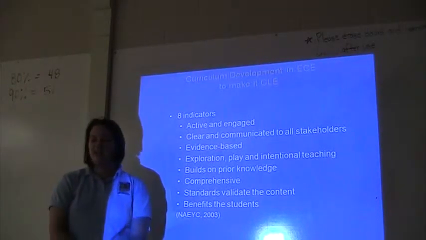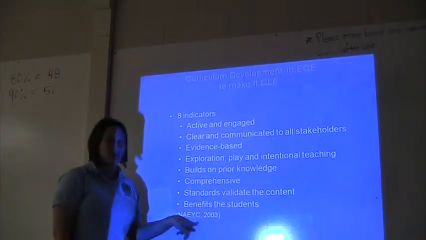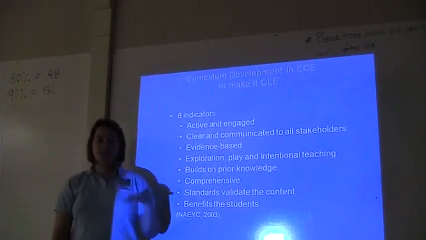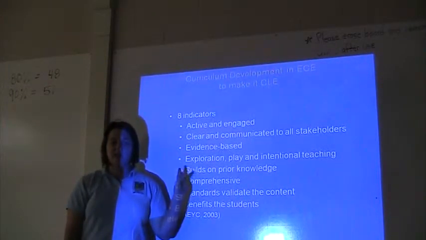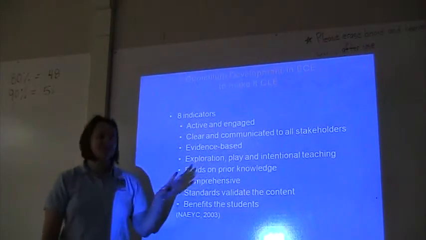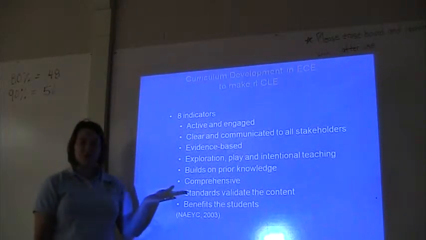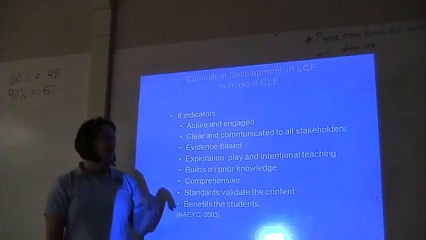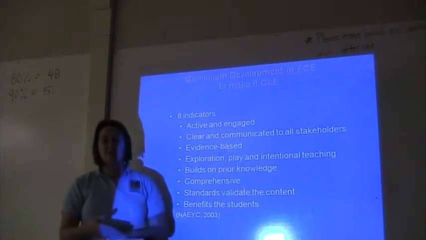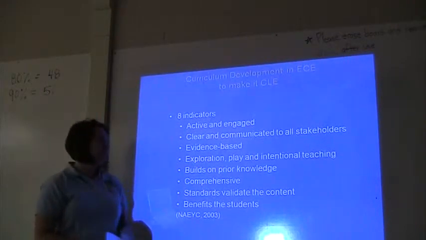Also, there's 8 indicators that the National Association for the Education of Young Children deem appropriate. So also when you are evaluating a curriculum, you also need to keep these 8 indicators in mind because they're specifically geared towards how young children learn. And we've touched on all of them as well. They're actively engaged throughout every lesson. The goals are clear and communicated to all stakeholders, meaning the teacher, the admin, the parents, any other support throughout the building.